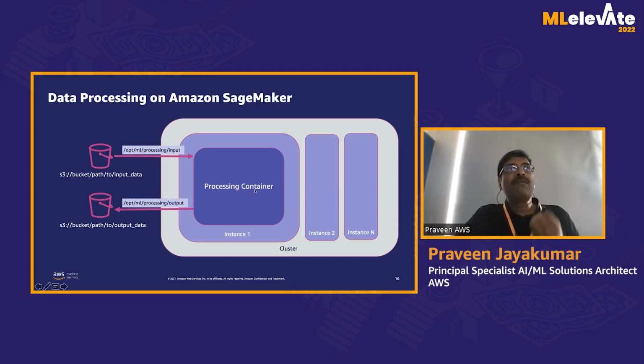We bring the container, and we copy the code. Let's say it's Python code, we copy the code into this processing container, copy the data from S3, do the processing, and then we write the output back into this S3 bucket. Probably this is the pre-processed training data. We write it back into this S3 bucket.